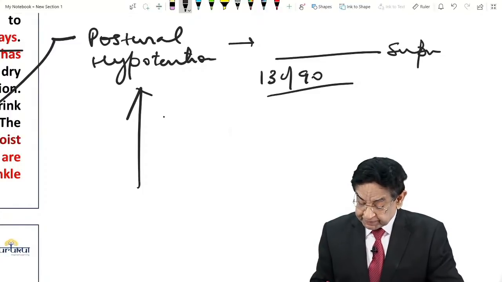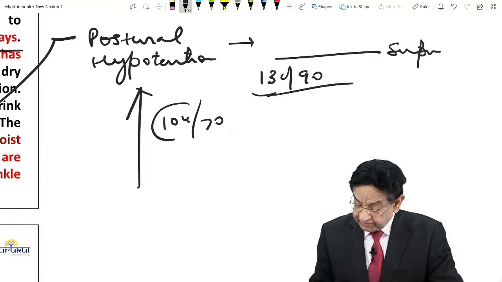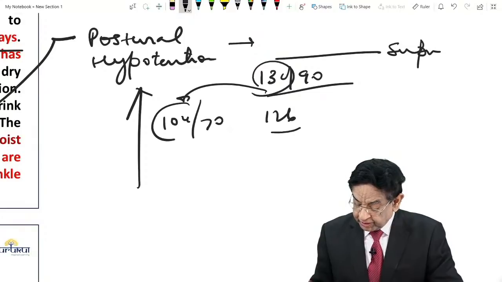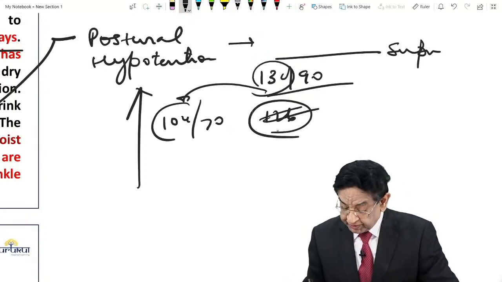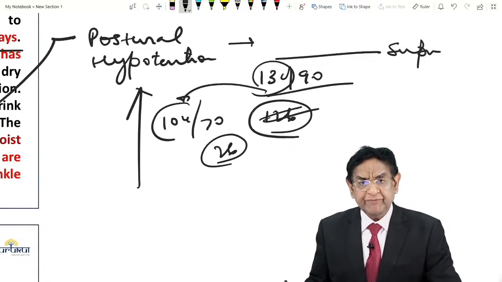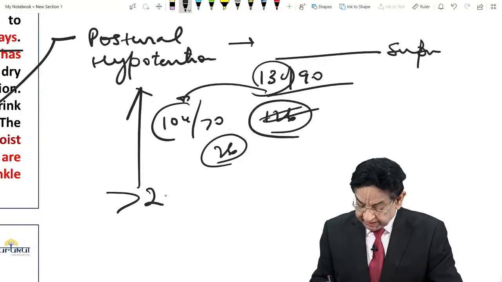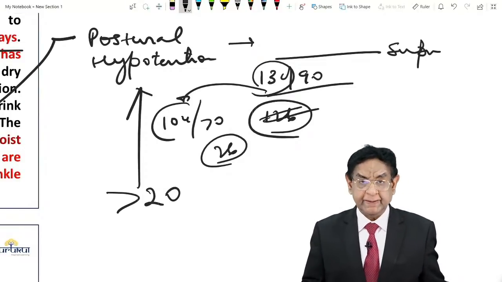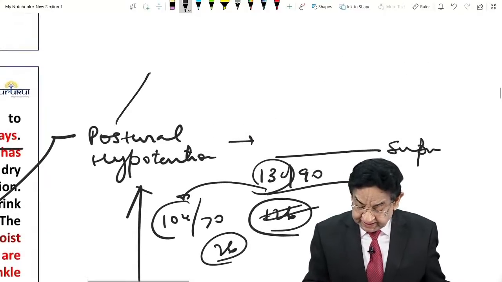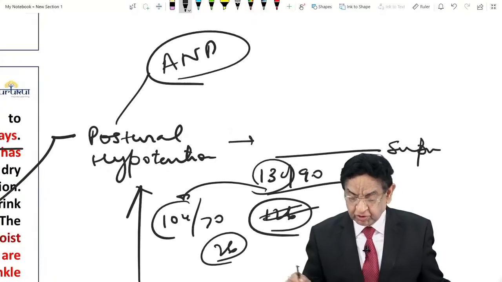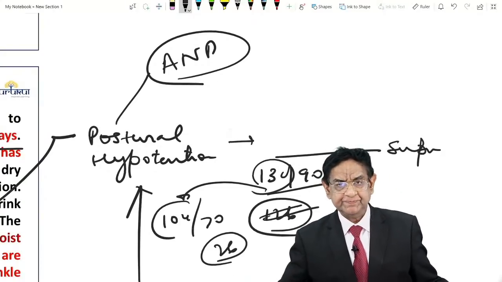Now you make him stand, and BP becomes 104 by 70. So 130 became 104. There is a fall of 26 millimeter of mercury. If the systolic fall is more than 20 millimeter of mercury, it is a very strong indication of postural hypotension. This can occur in any condition where there is autonomic neuropathy, like diabetes.